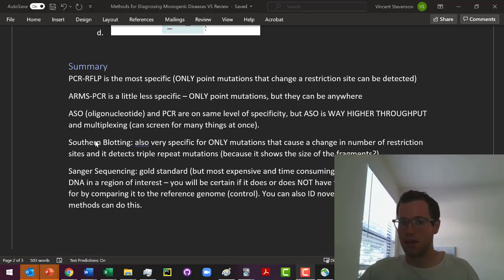And so based on the type of genetic disease that you suspect someone might have, these are the types of tests to look at.